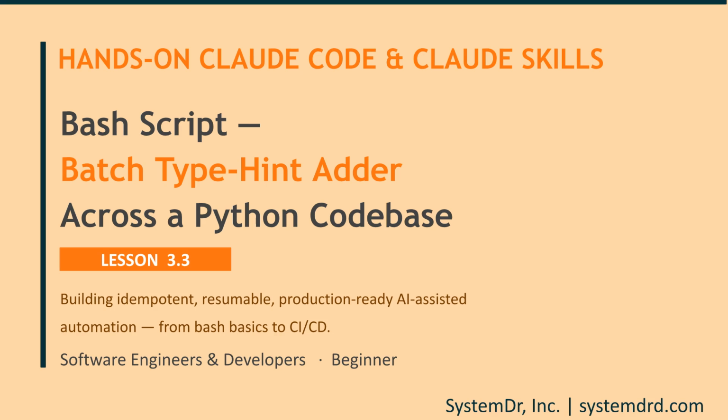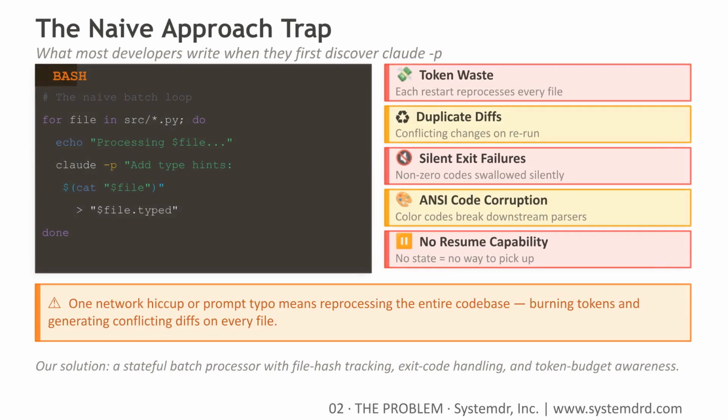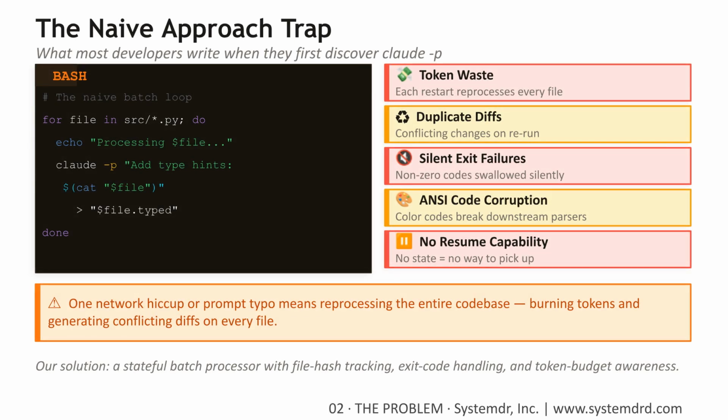Have you ever had a script fail halfway through a batch operation and had no idea where to resume? That problem disappears today. Let us start with the exact code pattern that trips up almost everyone new to headless Claude automation. What most developers write when they first discover claude -p.